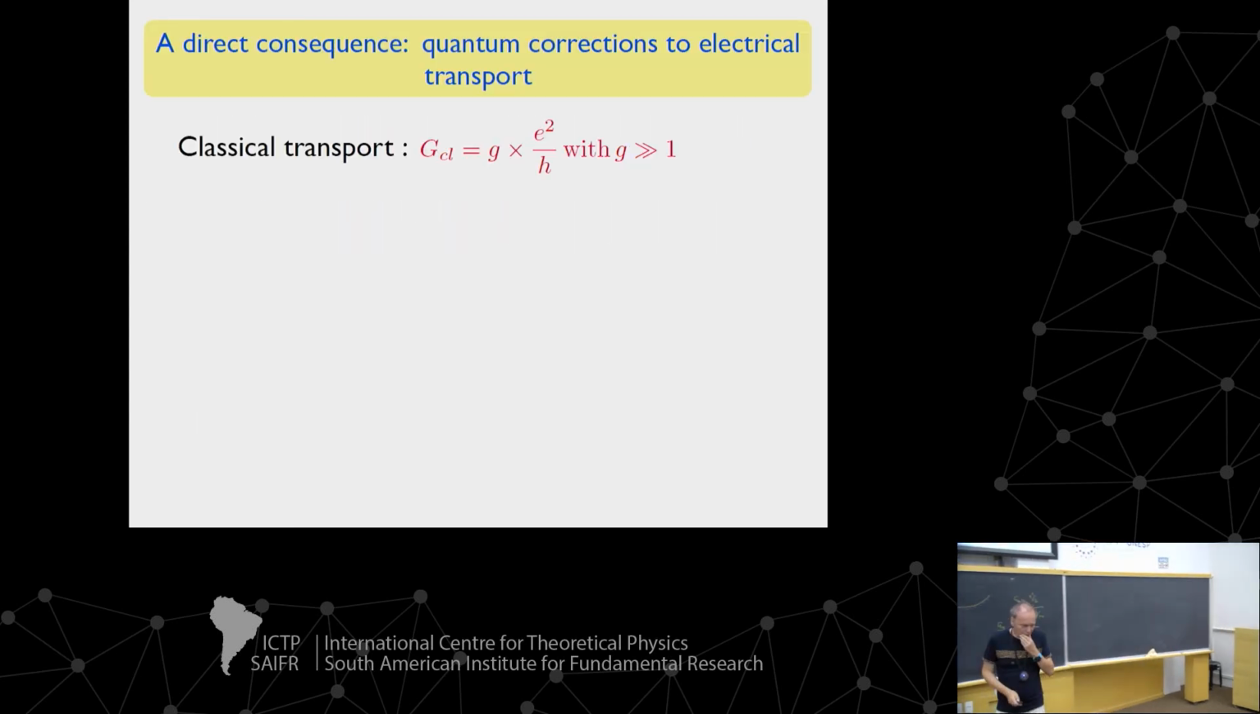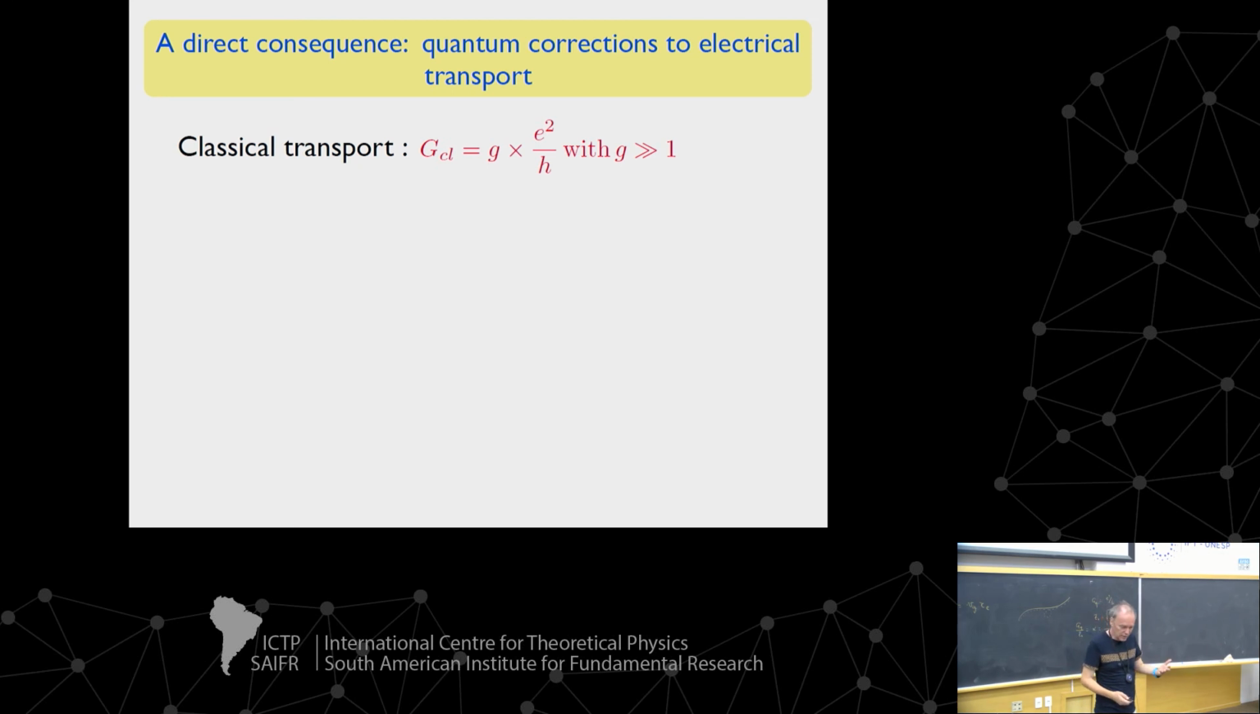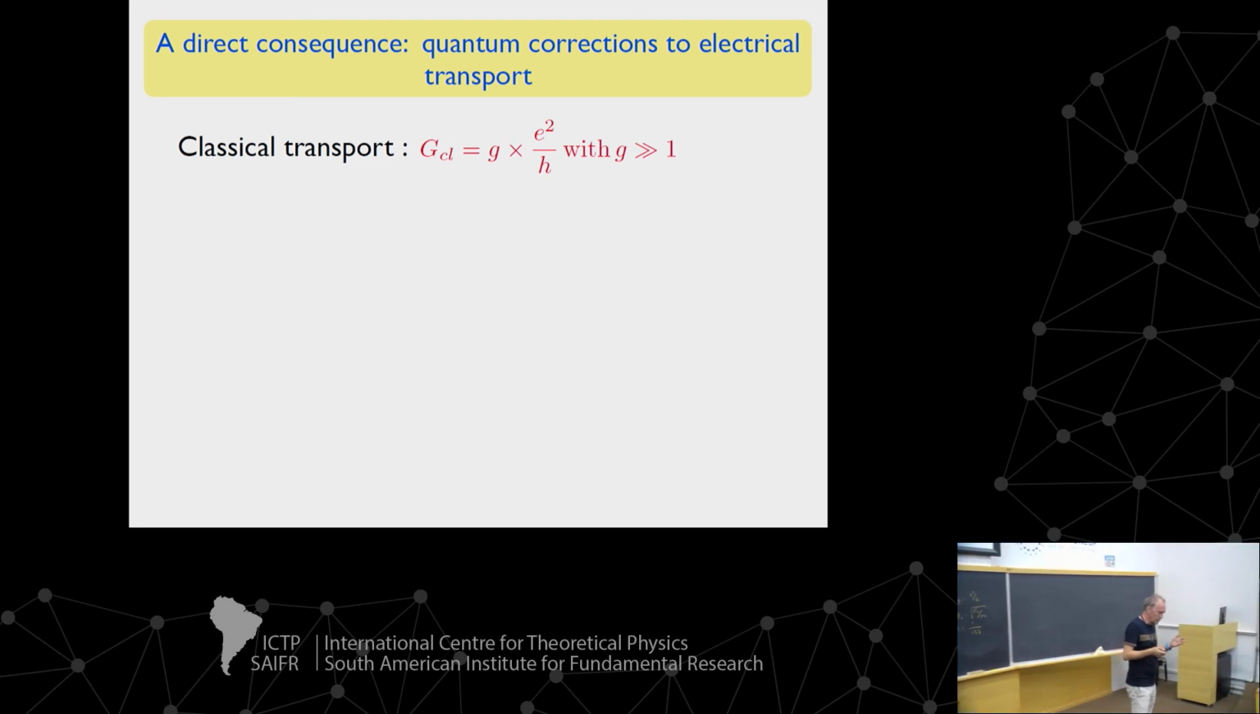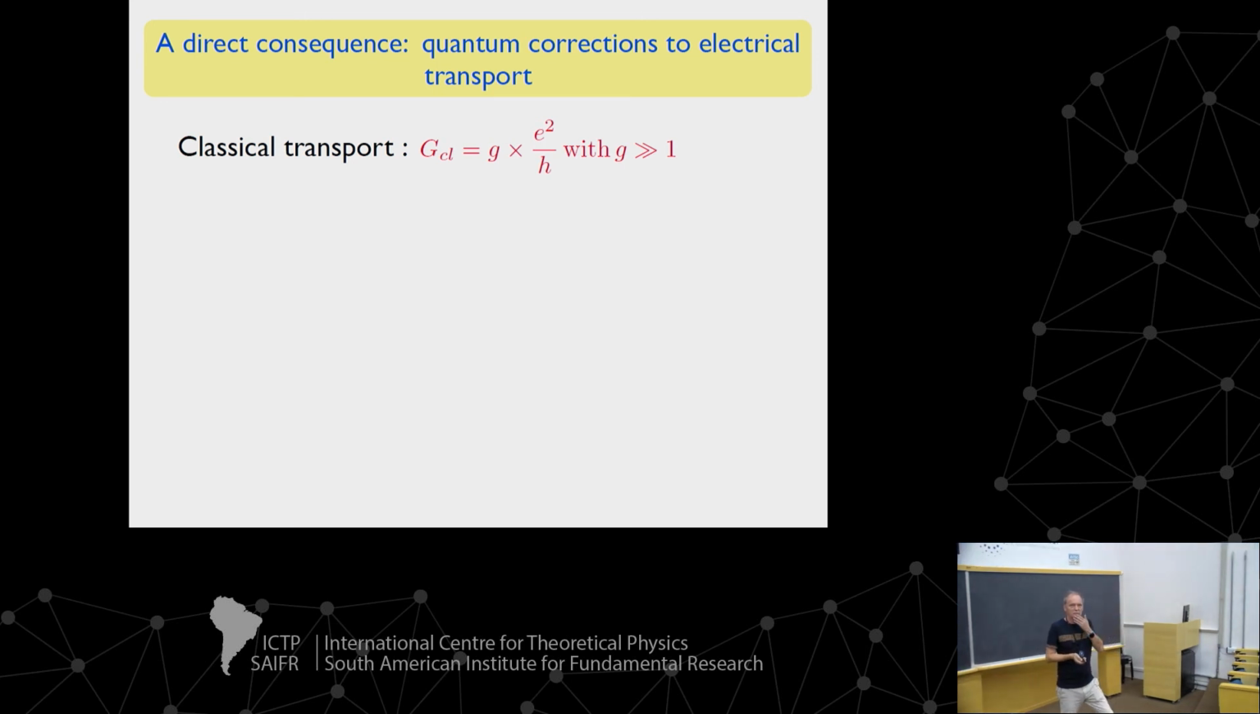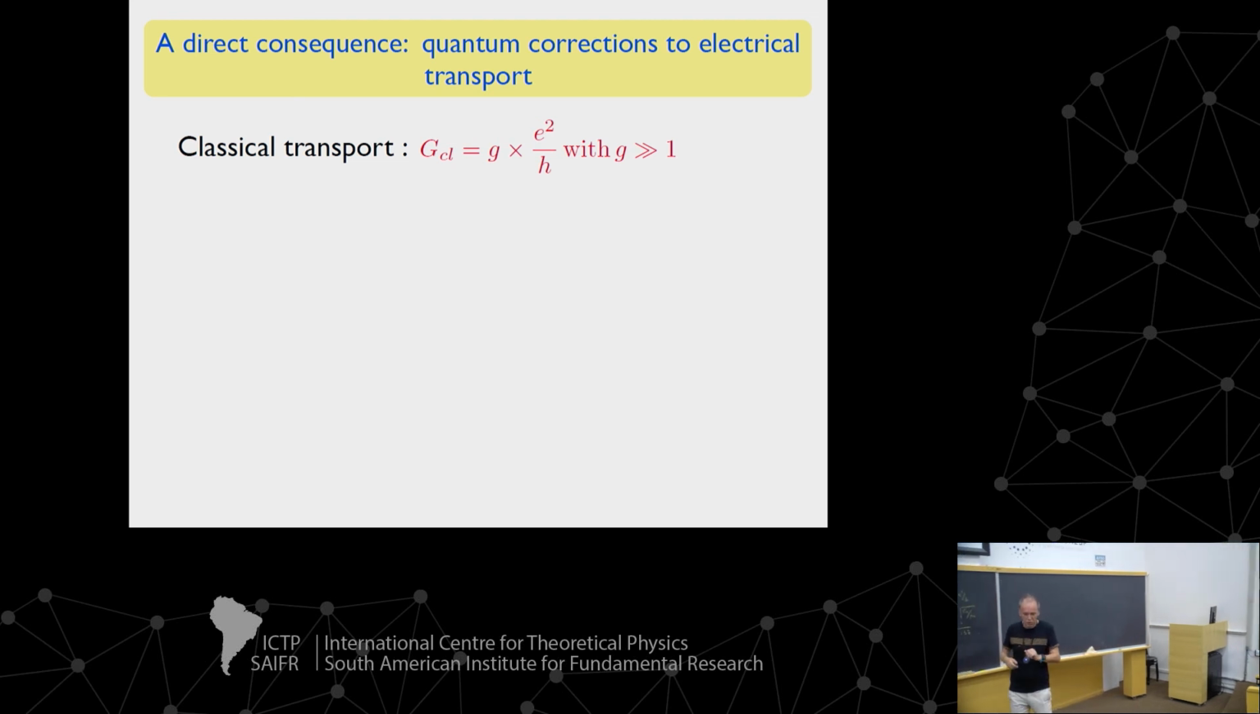Now that we notice this, there is a direct consequence, which is quantum corrections to electrical transport. Yesterday, I told you that the coherent effects that we discussed are in fact universal. So they do not depend on the disorder, on things like this. I told you this, but I said that today I will show it. So here is the moment that I give you a hint of this.